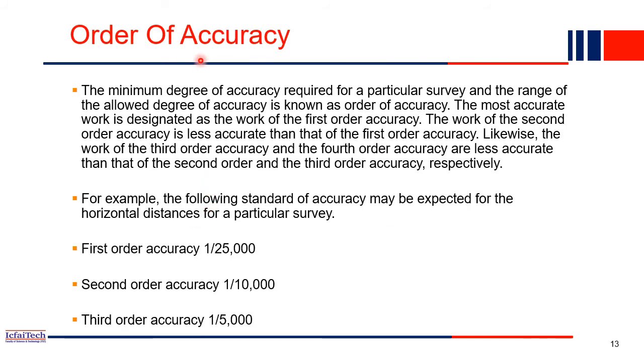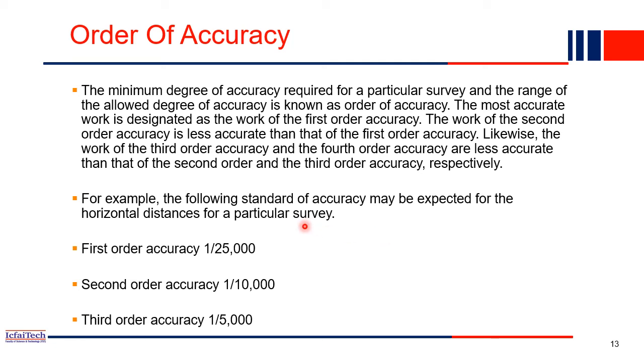Now the next important term is order of accuracy. The minimum degree of accuracy required for a particular survey, the allowed range of accuracy, is known as order of accuracy. Means how much accuracy is allowed. For example, you have done a surveying and you computed the accuracy. In the last few slides we have discussed what is accuracy and how to compute that. So in that computation, you got some accuracy value. In different types of surveying, different accuracy is allowed.